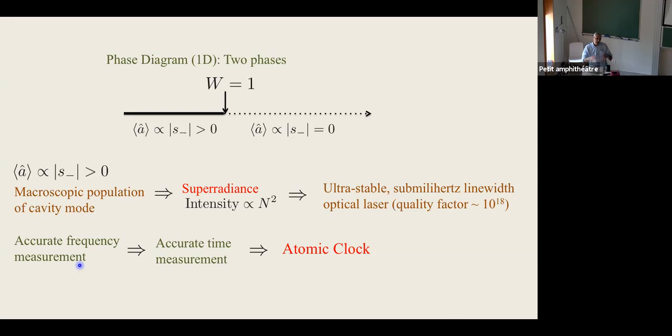And superradiance is a coherent phenomenon. So the amplitude of the field is proportional to n, the number of atoms, and therefore the intensity is proportional to n squared. And this is the second and last key ingredient of this proposal. So the first one being the bad cavity, and this superradiance is what allows sufficient intensity of this laser to have an atomic clock.